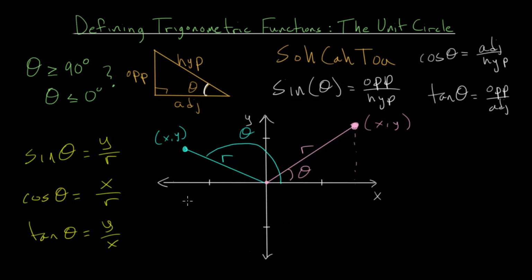We can put this ray anywhere in the coordinate plane. In fact, if we draw a ray that's negative, so let's say something down here, and by negative, I do mean this angle. This angle theta is now less than 0 degrees if we count it going in the clockwise direction.